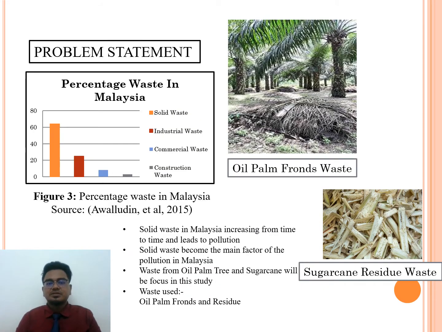Next is the problem statement. Figure 3 shows the percentage of waste in Malaysia. There are several types of waste such as solid waste, industrial waste, commercial waste, and also construction waste. In Figure 3, solid waste has the highest percentage produced in Malaysia. So, waste from oil palm trees and also waste from the sugarcane industry will be used in this study.